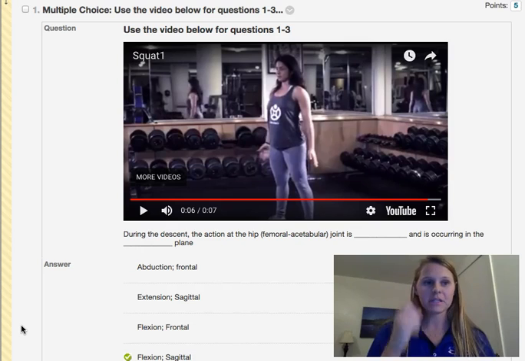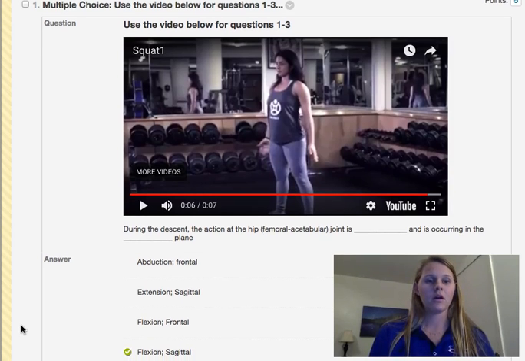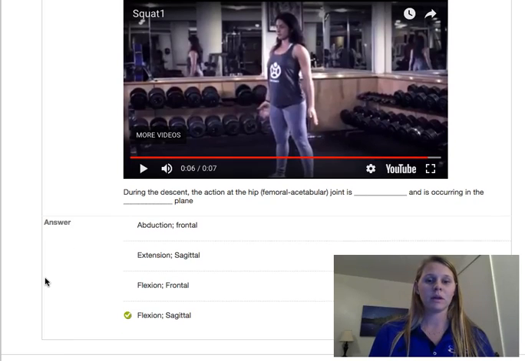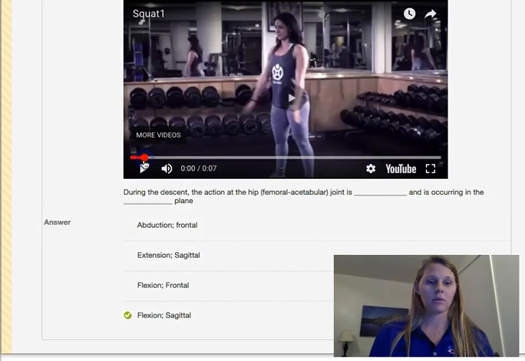We have 10 questions, and we're going to be starting with question 1 here that involves our squat 1 video. During the descent, the action of the hip joint is blank, and it is occurring in the blank plane. Let's watch this squat real quick.